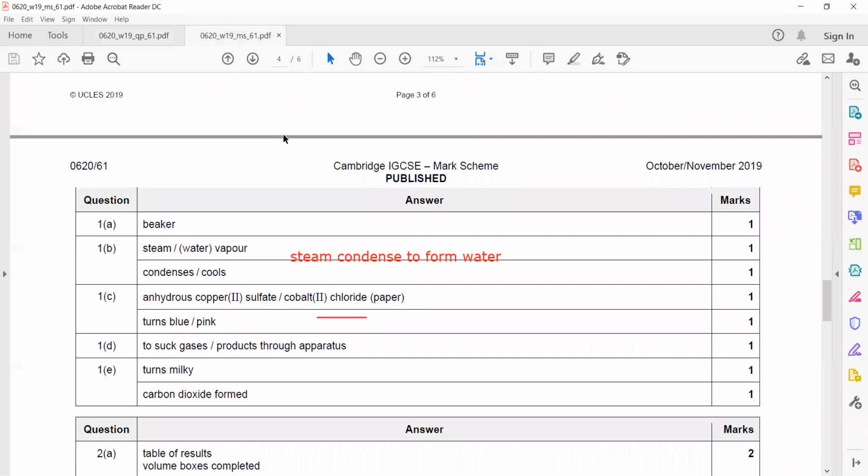So you can see, anhydrous copper 2 sulfate or cobalt 2 chloride. If cobalt 2 chloride is there, it will turn from blue to pink. And if copper 2 sulfate is there, it will turn from white to blue.